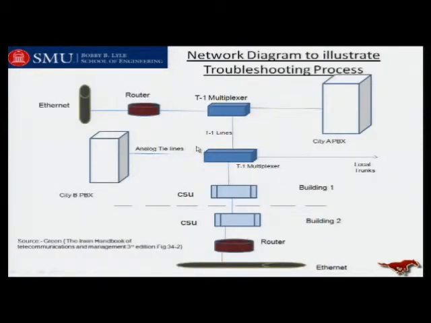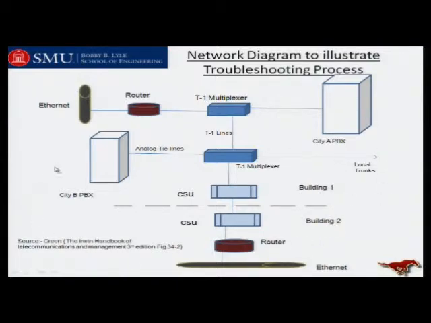Okay. This is a network diagram to illustrate the troubleshooting process. So here, the PBX in city A is connected via T1 lines and a T1 multiplexer to a T1 multiplexer in city B. You can see over here this connection. And city B PBX is connected to the T1 multiplexer via analog tie lines. Half of the T1 is used to connect the LAN in the two cities. In city B, the PBX is in one building and the LAN is in another building.